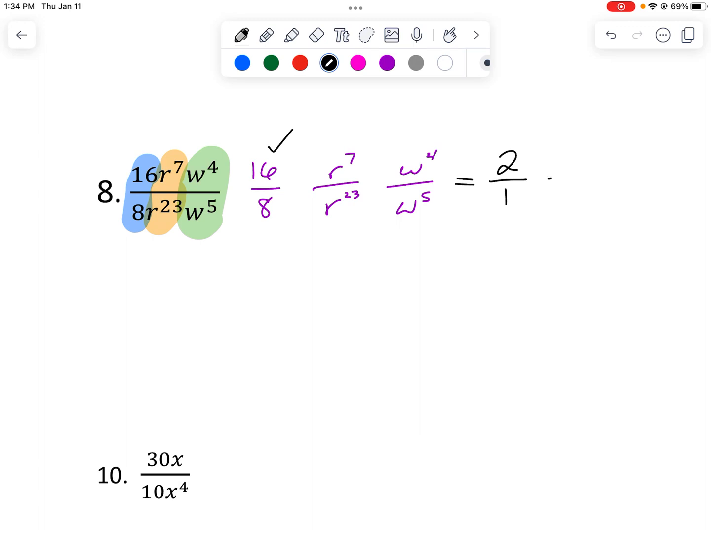R to the 7th over R to the 23rd. Where do I have more r's? I have more r's in the denominator. Now I see division, I've got to subtract. 23 minus 7 is 16. And since there's nothing up top, let me put a placeholder of 1.